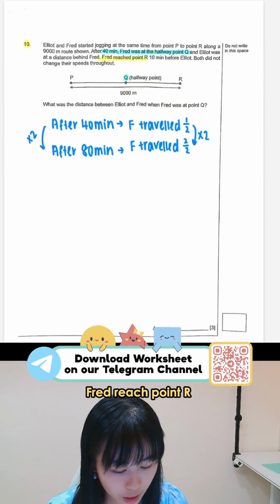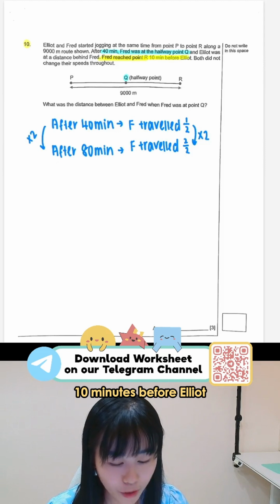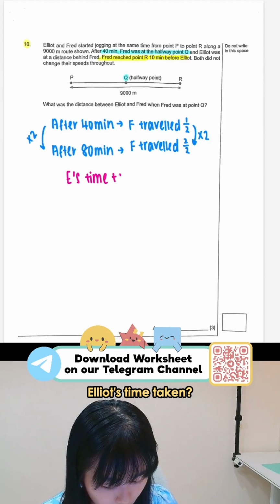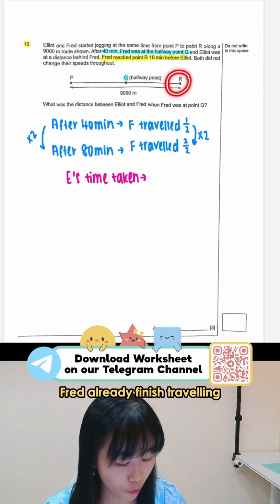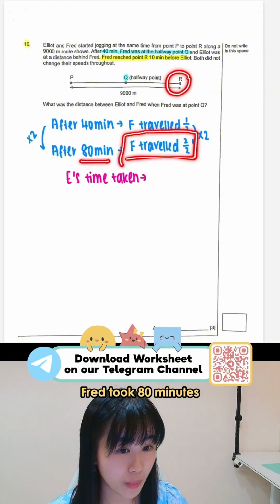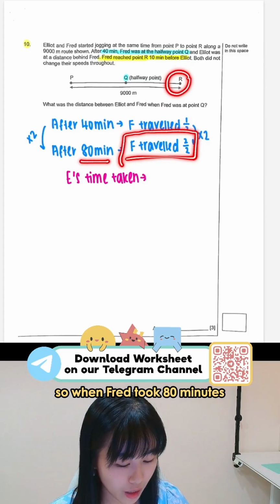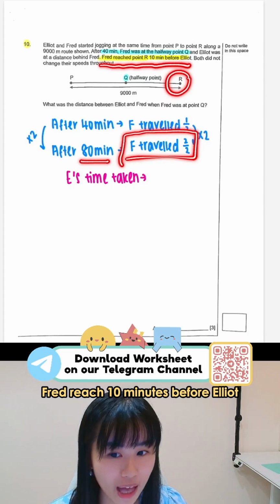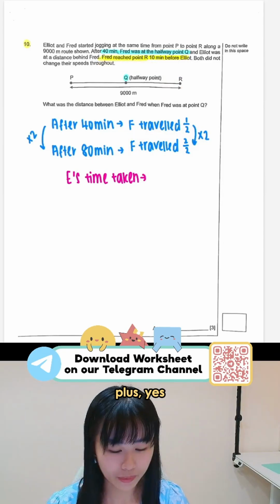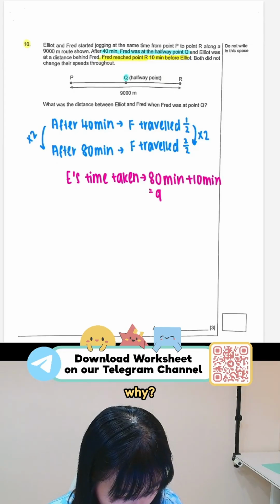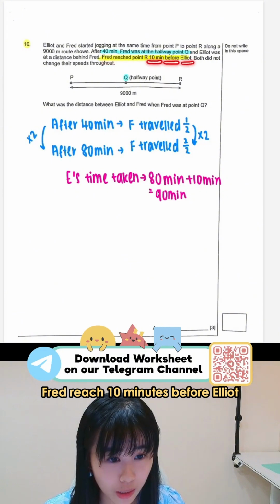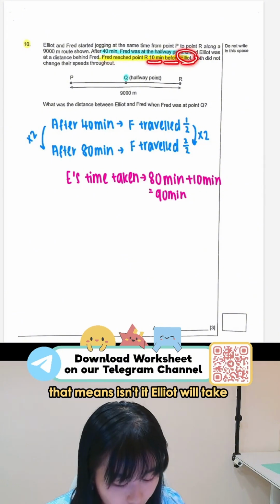Fred reached point R 10 minutes before Elliot. What does it tell you about Elliot's time taken? Fred reached point R that time, right? Fred already finished traveling. Fred took 80 minutes. So when Fred took 80 minutes, Fred reached 10 minutes before Elliot. 80 plus 10. Okay, some of you plus 10, some of you minus 10, right? Plus. Why? Fred reached 10 minutes before Elliot. That means, isn't it, Elliot will take extra 10 minutes?